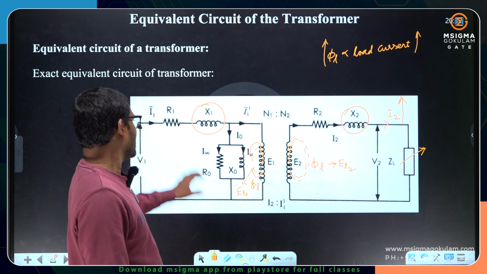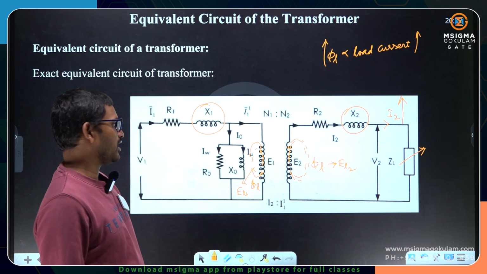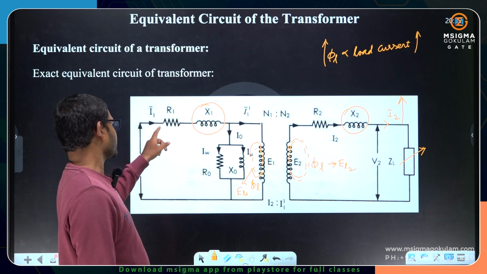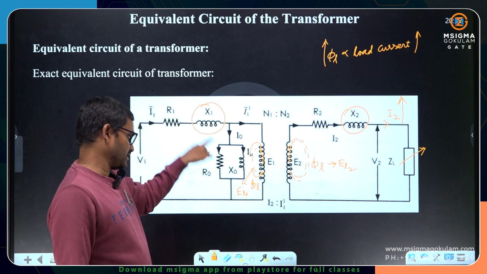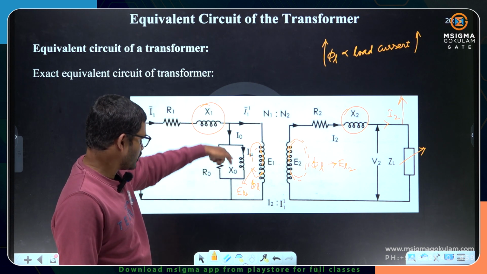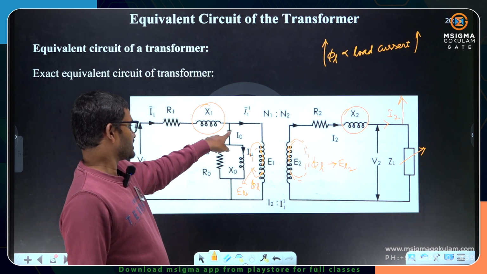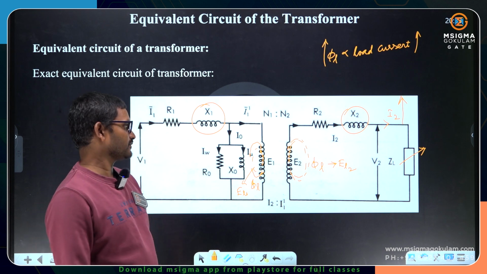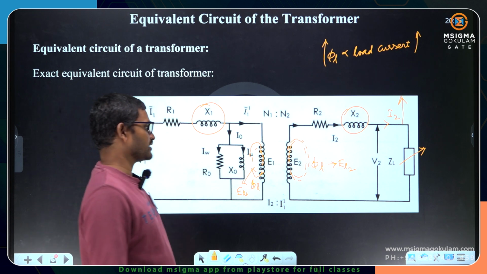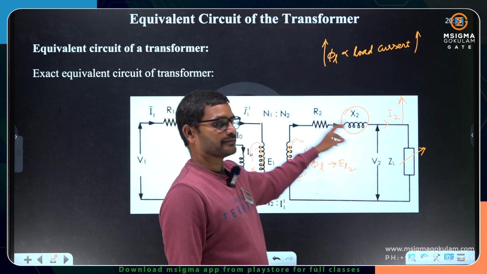So here I can add all the drop components: the primary winding resistance and the leakage reactance, and then the no load branch component. I0 and I1 dash together will be the supply current. On the secondary side, the I2 current will be circulating like this.